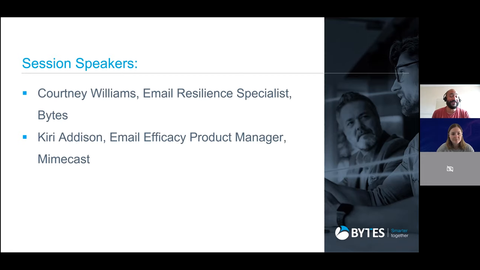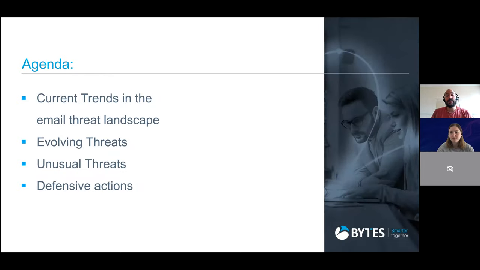Perfect. Thanks for that, Kiri. And now we will move on to the agenda just to show you what we'll be covering today. So we are going to be going over the current threats in the email threat landscape, such things as credential harvesting and file abuse, and the evolving threats such as business email compromise and the defensive actions that you can take to protect your business. So I'm going to cut off my slides now and pass over to Kiri, who will bring her slides up. Thanks, Courtney.